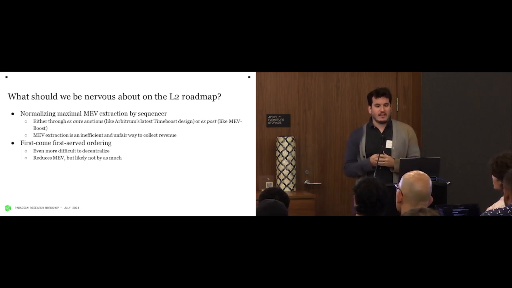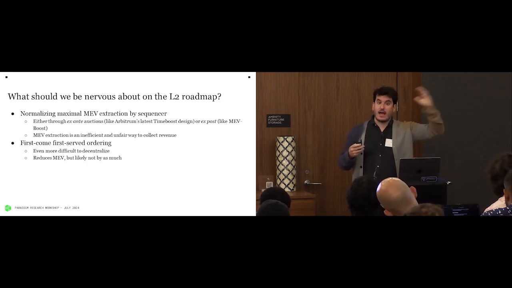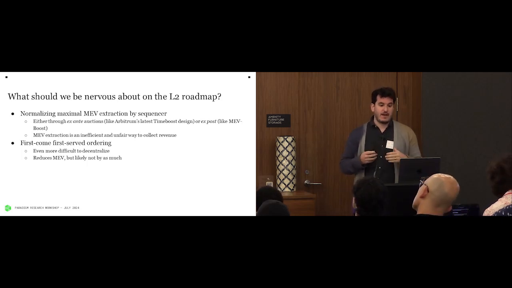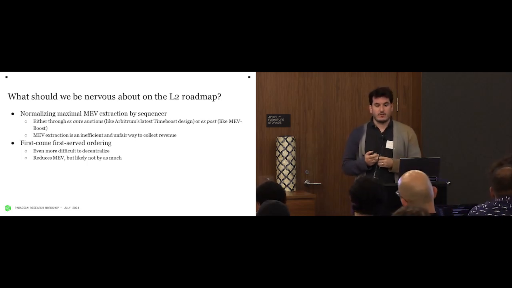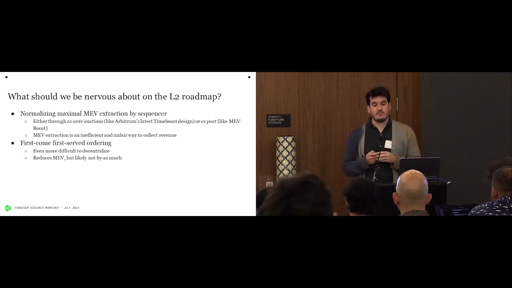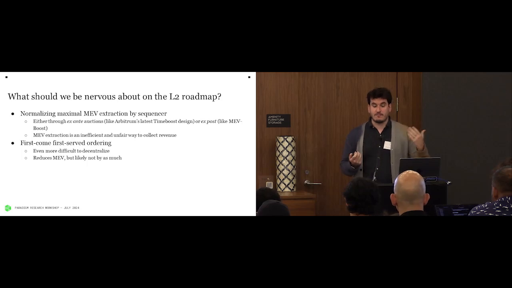One is to normalize the idea that sequencers should be extracting maximum value from blocks, either by selling off the right to extract MEV from them ahead of time in an ex-ante auction, or by auctioning off the MEV ex post, the way that MEV-Boost does. First, as I said before and as CMAC said, there is deadweight loss in charging fees this way. I think in most cases it is better to just charge a fee to the users, charge people to use the chain, than it is to collect revenue by extracting MEV from users.